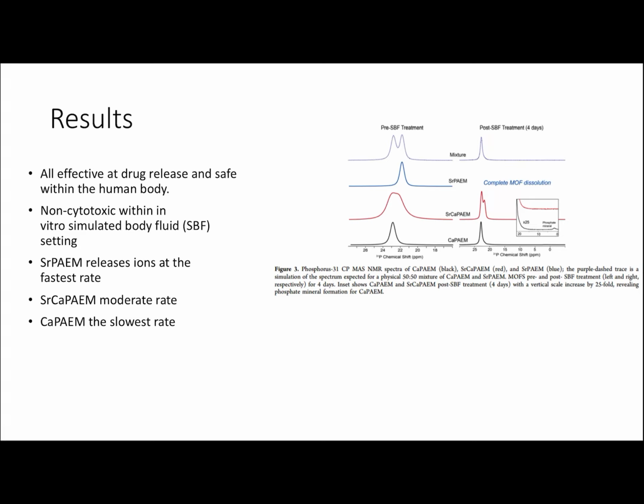Strontium PAM released at the fastest rate and actually resulted in complete MOF dissolution. Strontium calcium PAM released at a moderate rate, and calcium PAM released at the slowest rate. In fact, it released at such a slow rate that there were phosphate mineral formations left behind, as seen within the image.